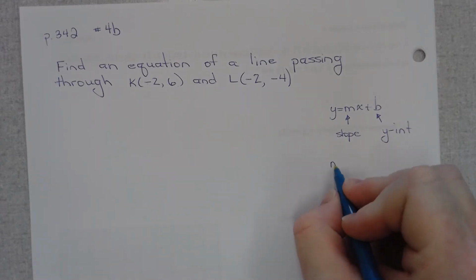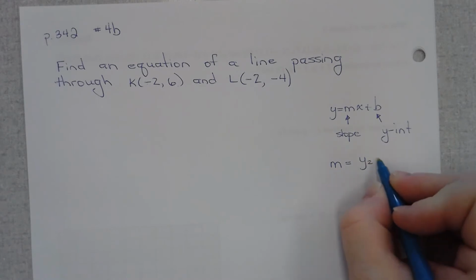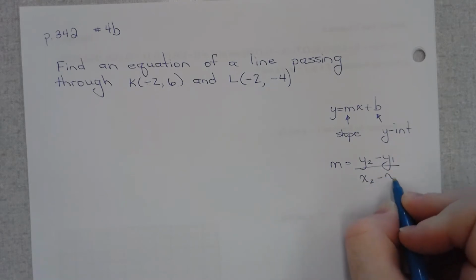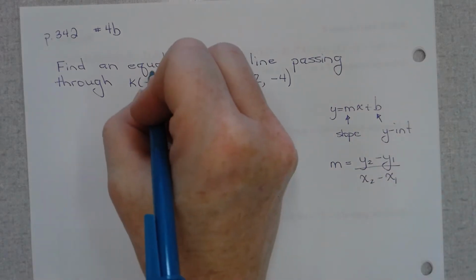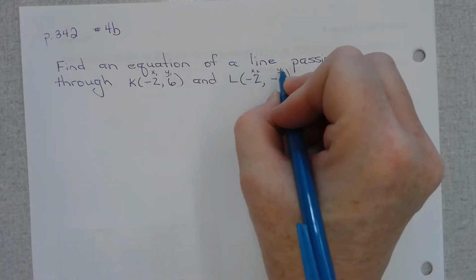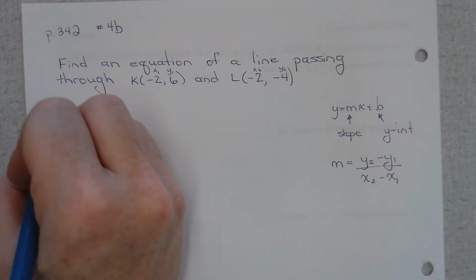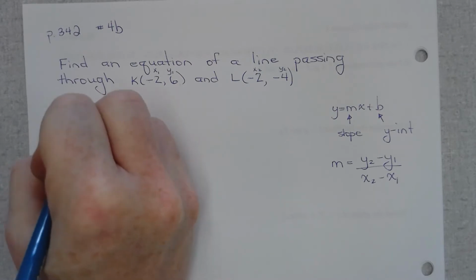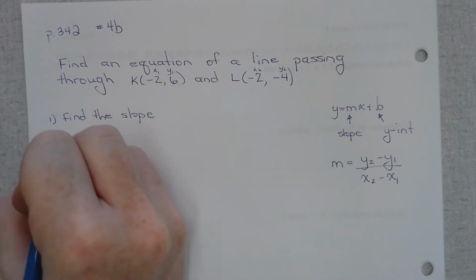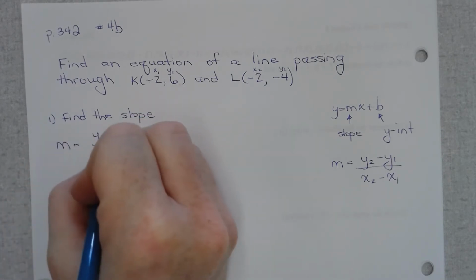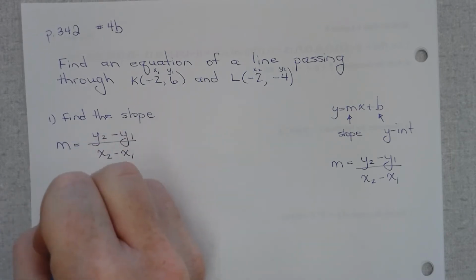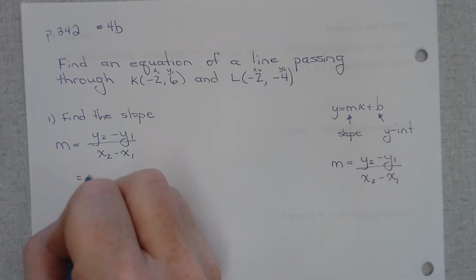Well, we know the slope formula is just the difference in the y's, so subtract the y's from each other, over the difference in the x's. So if we make this one x1 and y1, and we make this one x2 and y2, then we can just start with the formula. So the first thing we want to do is find the slope. I know my slope formula is equal to the difference in the y's over the difference in the x's. So here I have -4 and here I have -2.